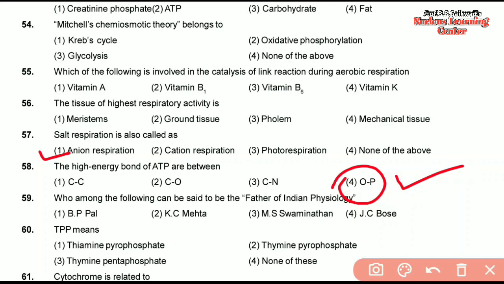59. Who among the following can be said to be the father of Indian physiology? So father of Indian physiology is nothing but Jagdish Chandra Bose. Okay. And the last MCQ we are going to cover in this session is TPP means. So TPP means thiamine pyrophosphate.